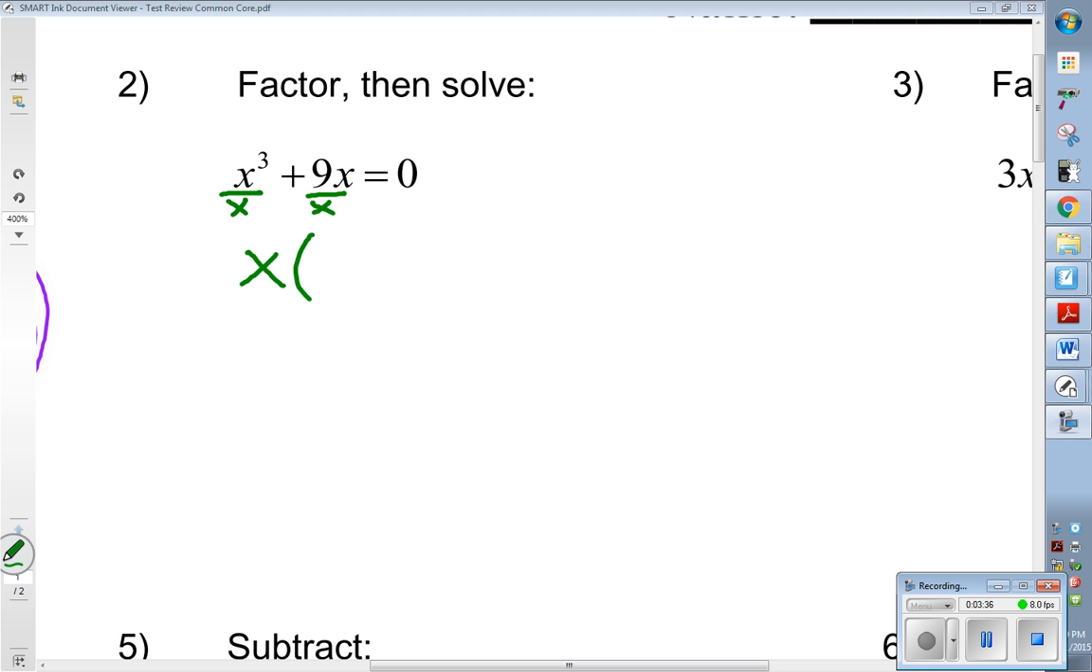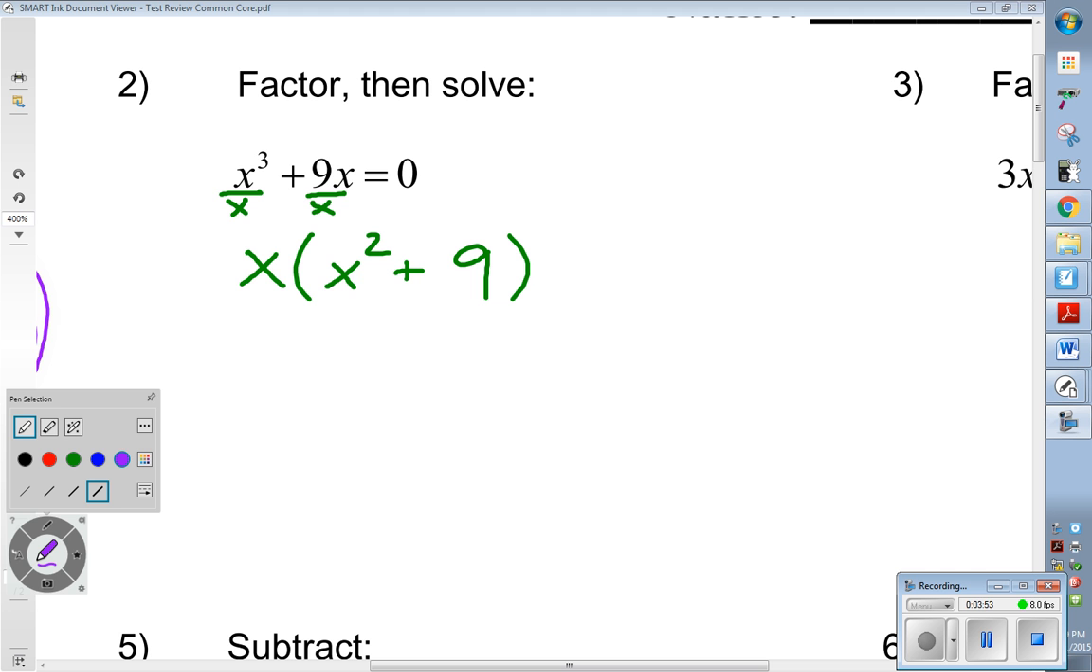So it's like I'm going to divide an x out of both. If I take an x cubed and divide an x out, I'd have x squared left over. If I had a 9x and I took an x out, I wouldn't have any x's anymore. It would look like that.